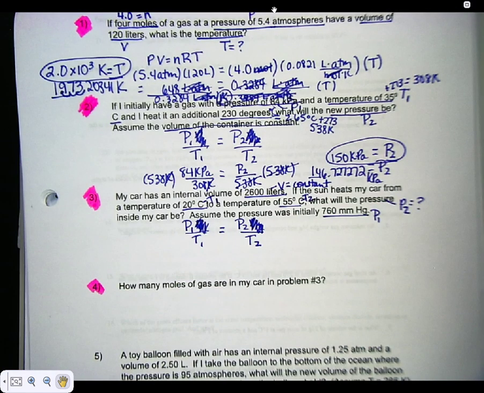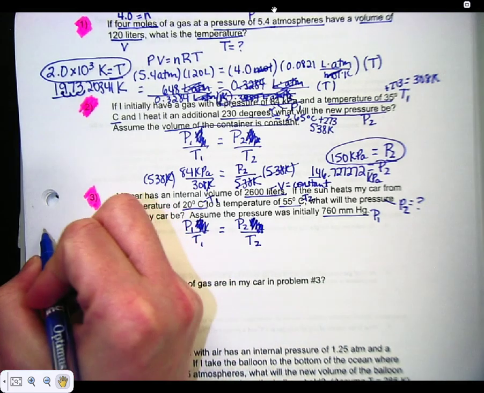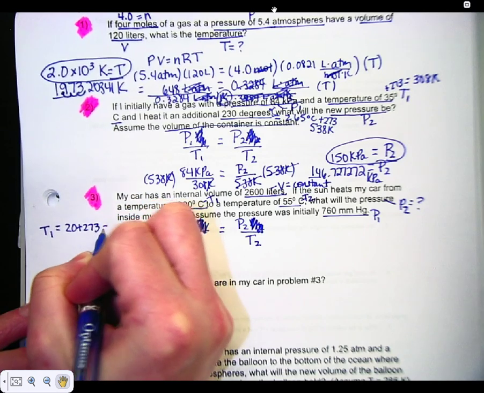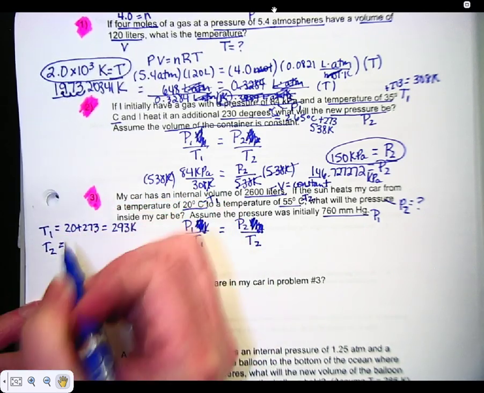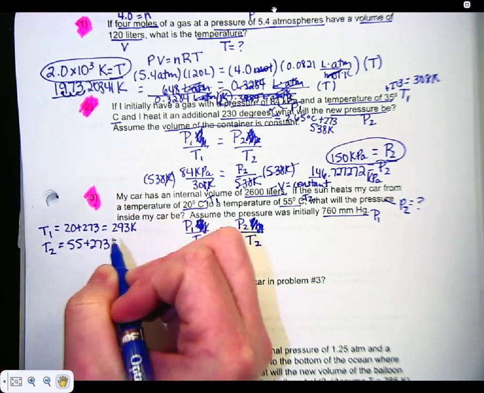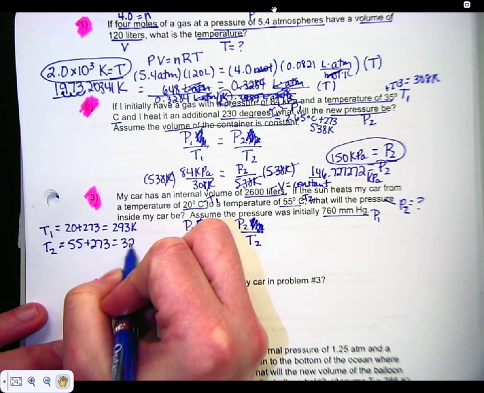Now, before we can start substituting numbers in, we are going to need to convert those Celsius temperatures to Kelvin. So T1 is 20 degrees plus 273, which gives me 293 K. T2 is 55 degrees plus 273. 55 plus 273 equals 328.